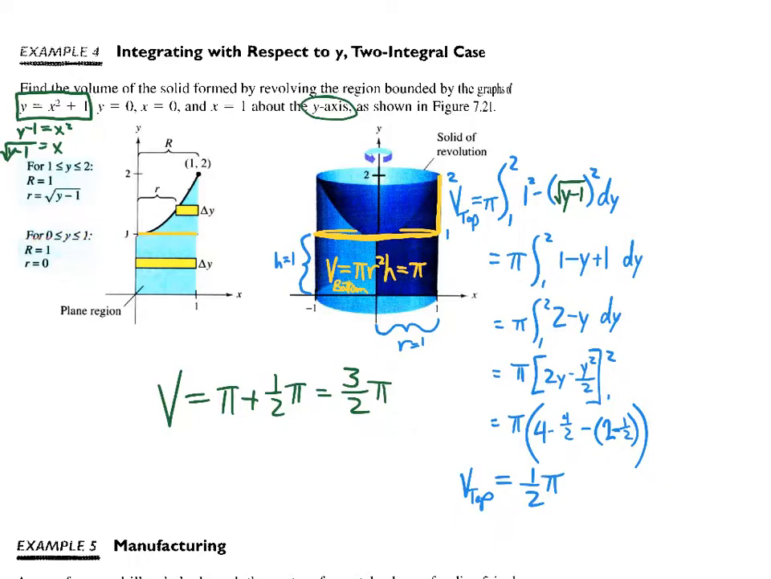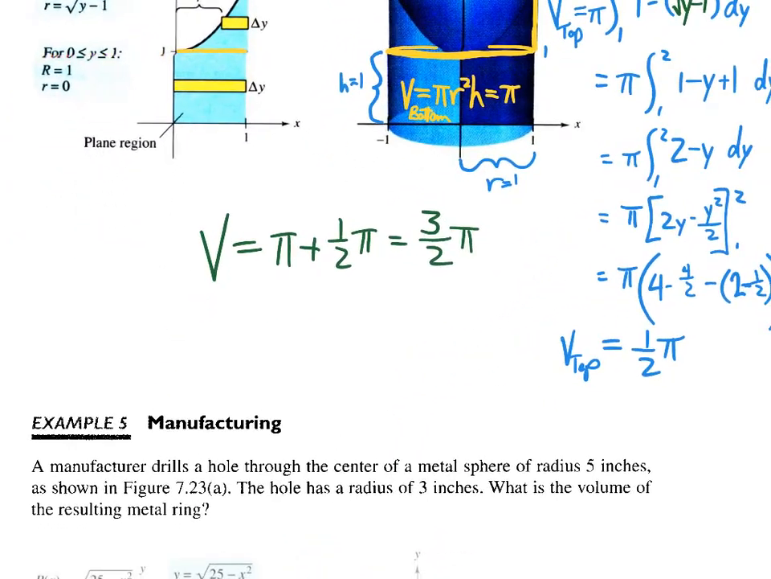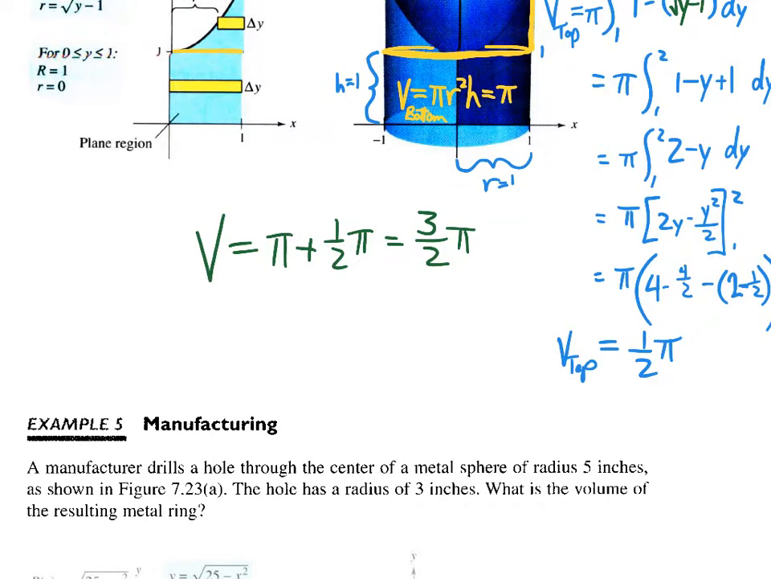All right, last one here. I'm going to cut off the bottom, and don't look if you have the notes in front of you. All right. A manufacturer drills a hole through the center of a metal sphere with a radius of 5 inches, as shown in the picture. The hole has a radius of 3 inches. What's the volume of the resulting metal ring?